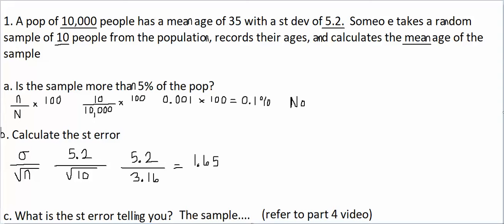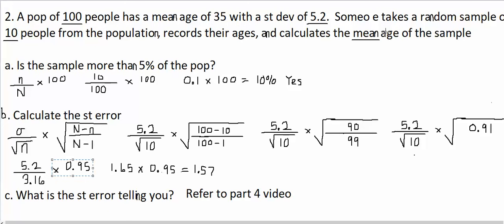So here we have another example with a short version of the formula, and it's just the population standard deviation divided by the square root of the sample size. So I found the square root of 10, and then I divided, and I got the answer.